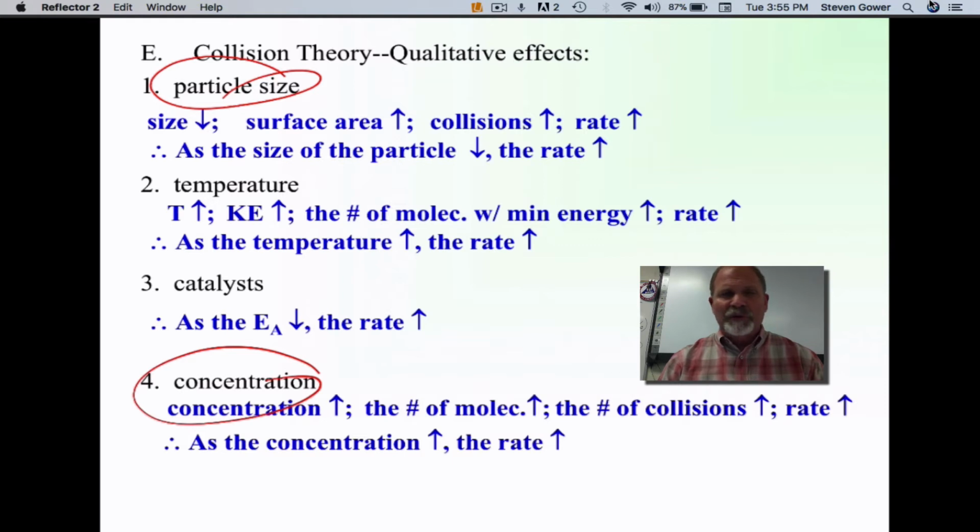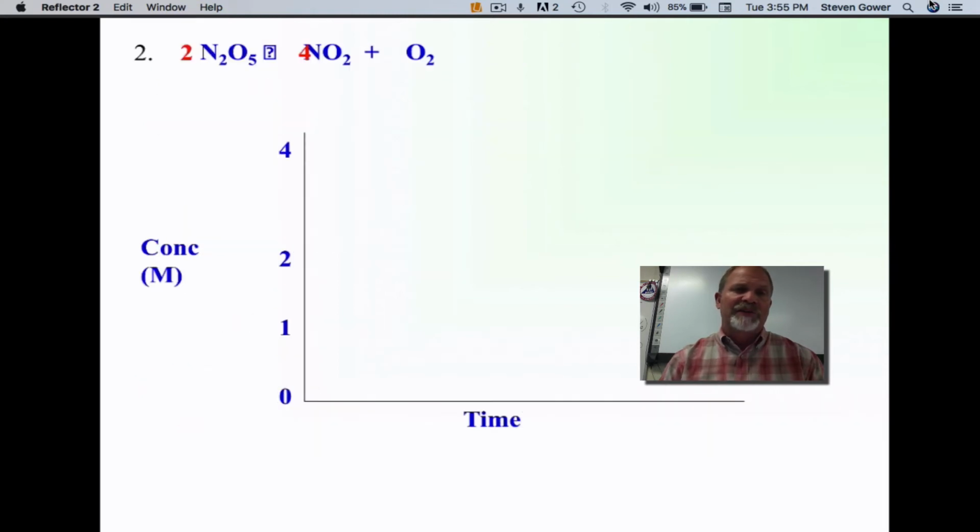More collisions means more successful collisions, a greater opportunity to be successful. Temperature goes after kinetic energy, and a catalyst goes after it in a roundabout way, because it lowers the activation energy. It's the only one of the four there that actually lowers the activation energy.